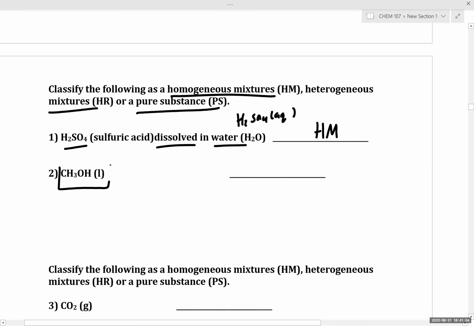In the next example, we have CH3OH liquid, so we see that we have two or more elements chemically bonded. We don't have any indication that we're dealing with a solution or a mixture. This is in fact a pure substance. So this is a compound and it's a pure substance. Do these examples make sense? Does this make sense to everyone?